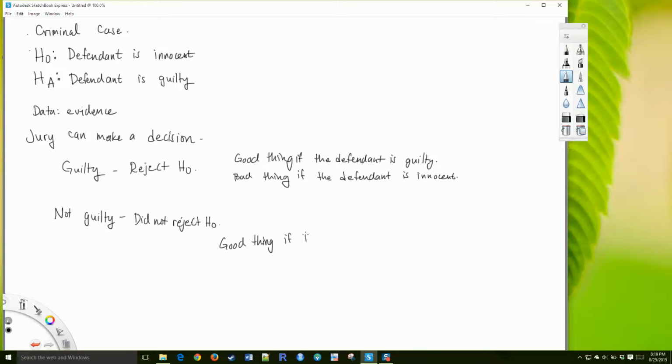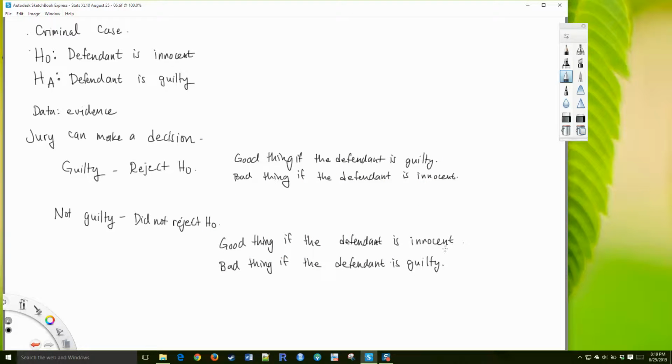And if the jury chooses not guilty, this is a good thing if the defendant is innocent, and this is a bad thing if the defendant is guilty. This is also possible, right? Okay.